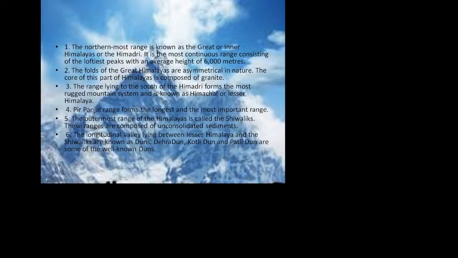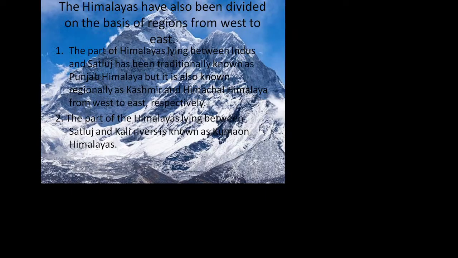My other point is the outermost range of the Himalayas is called Shivaliks. These ranges are composed of unconsolidated sediments. The longitudinal valley lying between Lesser Himalaya and the Shivaliks are known as dunes. Dehradun, Kotli Dun and Patli Dun are some of the well-known dunes. A short question can be there: name the three dunes or the two dunes. So we will be mentioning Dehradun, Kotli Dun and the Patli Dun.